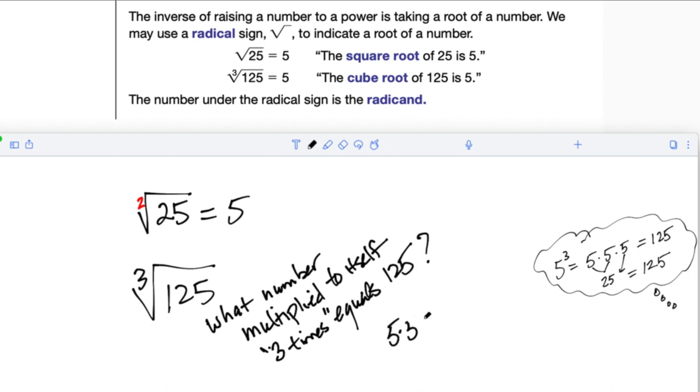5 times 5 times 5. So if I have 3 of those numbers and I multiply them together, 3 of the same number multiplied together, which one of those gives me 125? And it's 5. And therefore, the third root of 125 is 5. Let me put my answer over here.